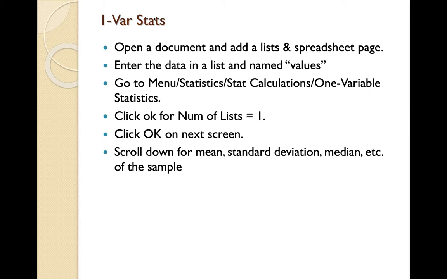Once you're done with that, you're going to go to Menu, Statistics, Stat Calculations, One Variable Statistics. It's going to ask you for the number of lists. You could do this for a bunch of lists all at once. We're just going to do it one list at a time. So leave the number of lists 1, then click OK on the next screen. And then you're going to scroll down for the mean, standard deviation, median, etc.